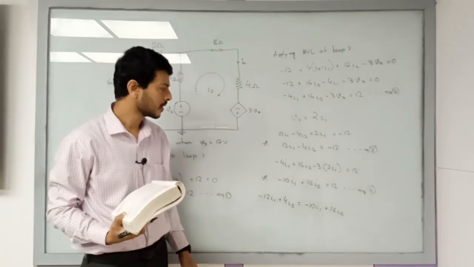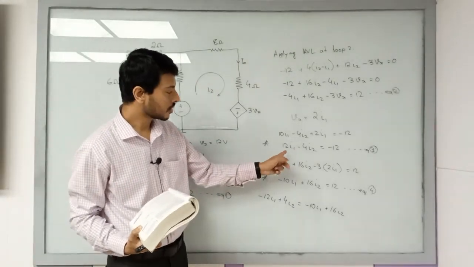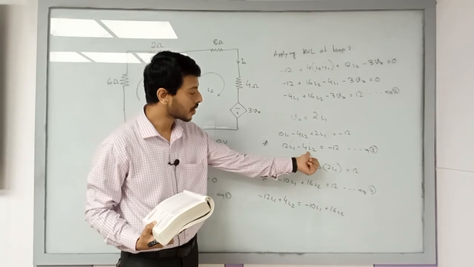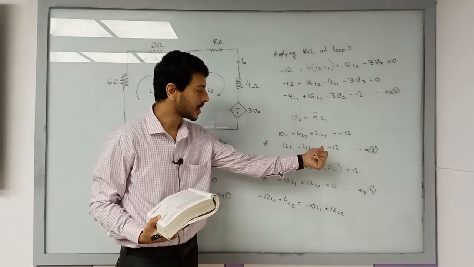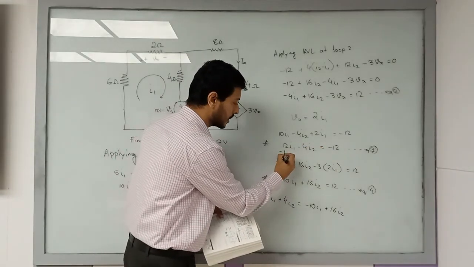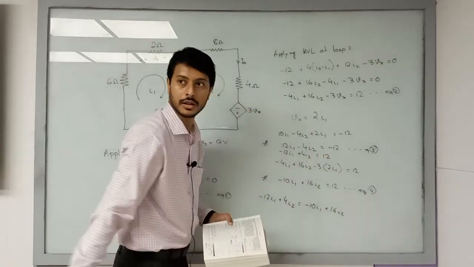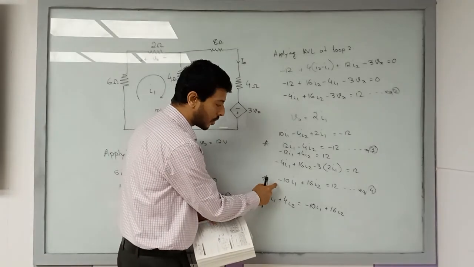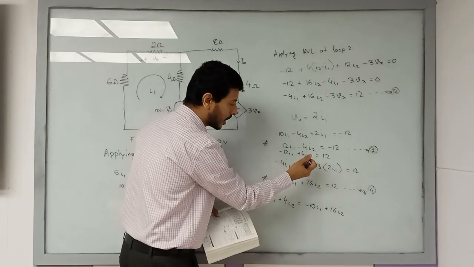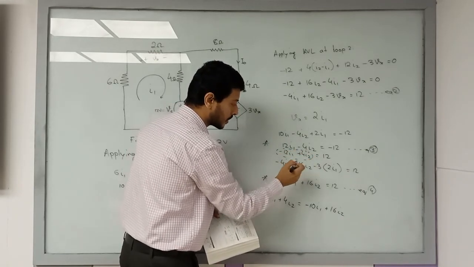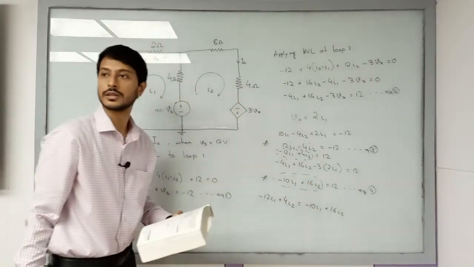Look at equation 3 and equation 4. This is 12 I1 minus 4 I2 is equal to minus 12, right? So if I multiply this by minus, it becomes minus 12 I1 plus 4 I2 is equal to 12, right? And in equation 4, you have this equal to 12. So I can say this part is equal to this part. You understand?